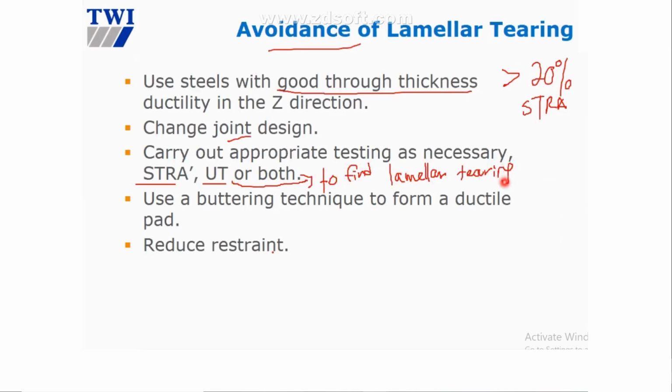Use buttering. Buttering is like this plate. Let's say there is a low ductile plate. So we grind, remove part of the surface, and then we weld with high ductile electrode, like cladding. Then after that, we place the upright T on the top like this. So that is buttering. And also try to reduce restraint.